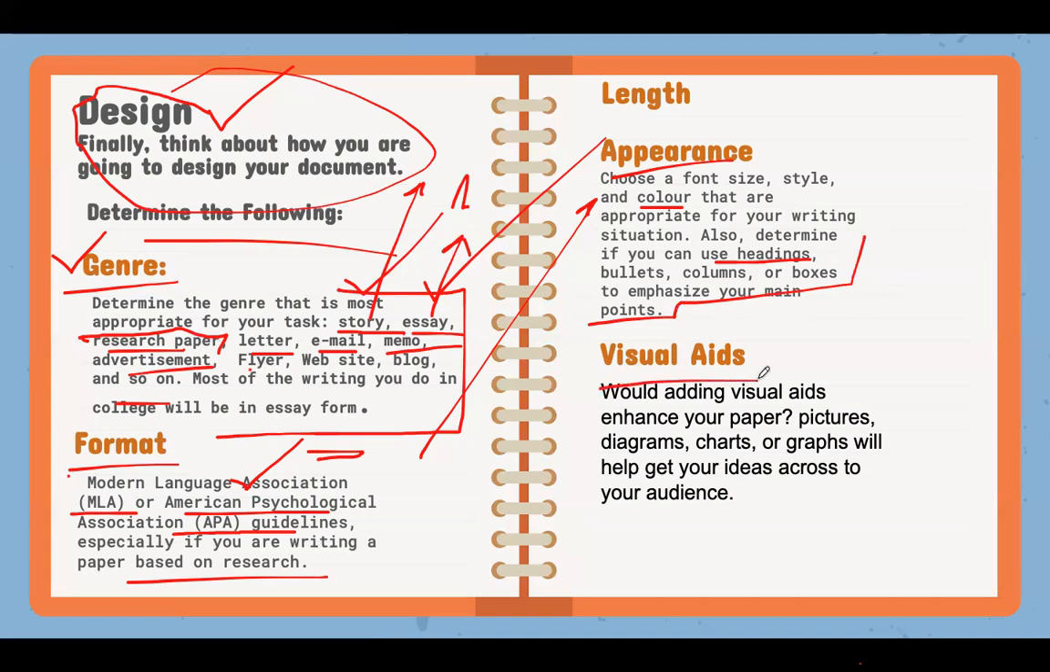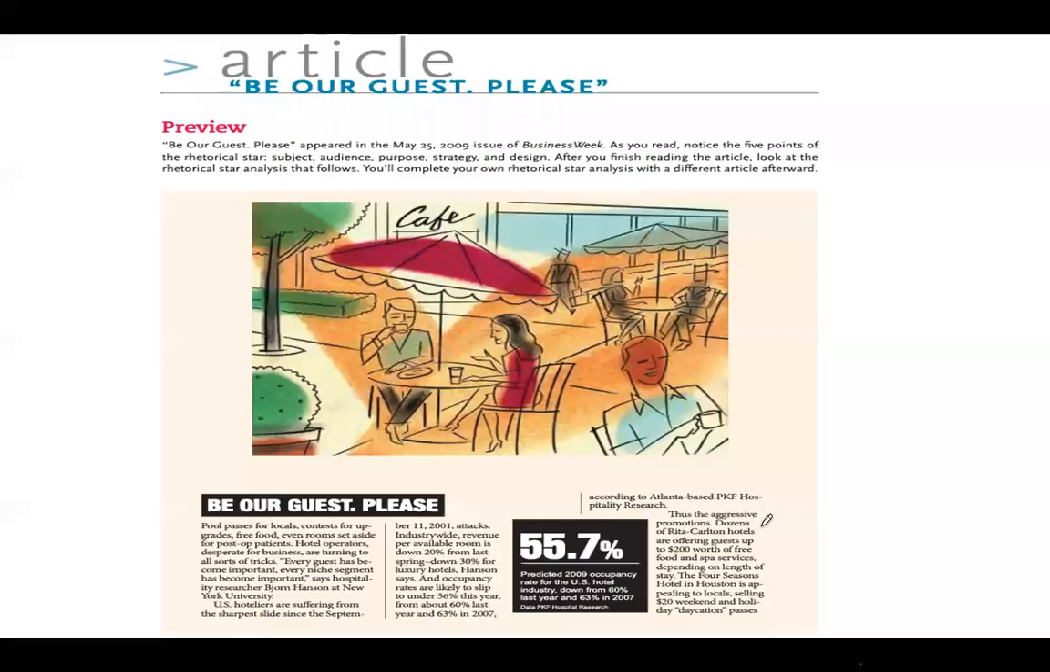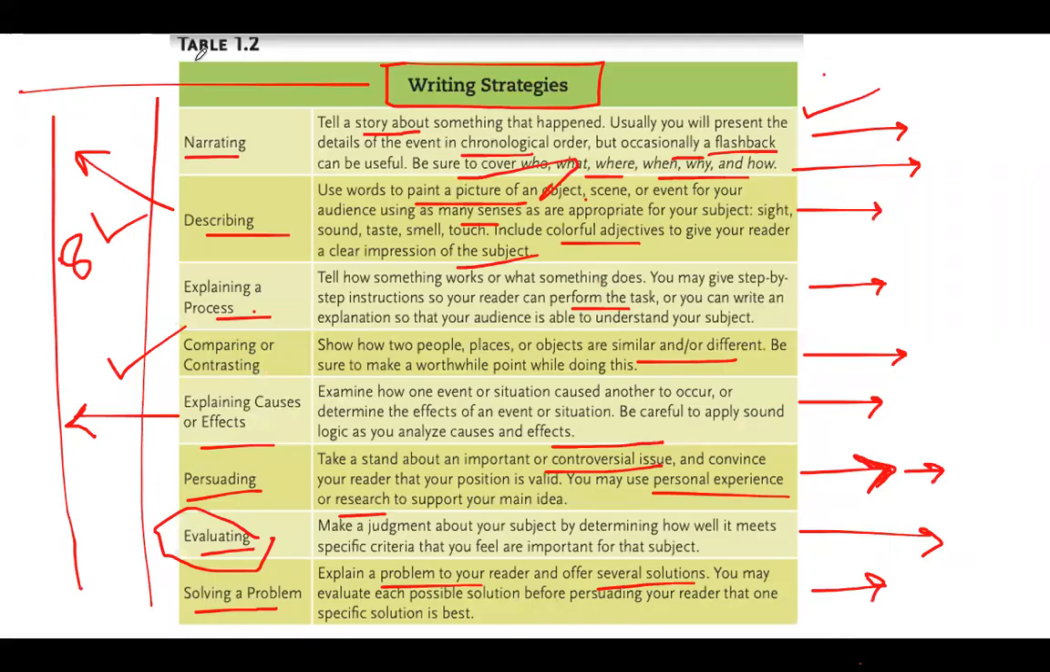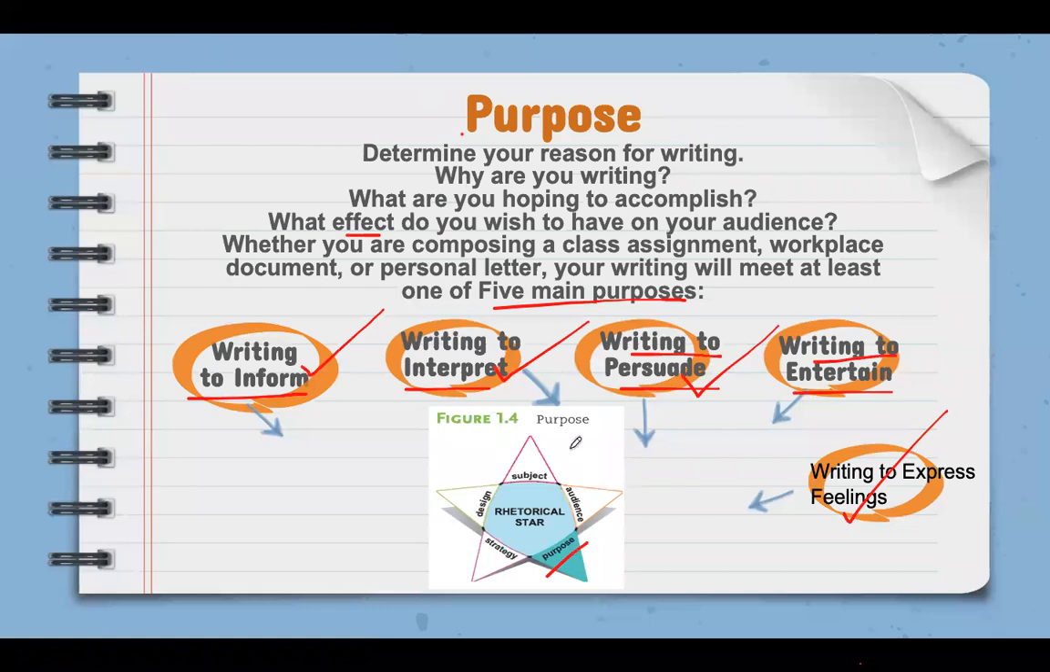Visual aids: you can use pictures, diagrams, charts, graphics, and so on to make your writing more attractive, more readable, and more approachable. Okay, so these are the articles I'll share with you. If anyone is interested, you can write down in the comment box. I'll share. You have to read this, and through this reading, you will be able to find out the purpose, design, and strategies, the 5 corners of the star: subject, audience, purpose, strategy, and design.